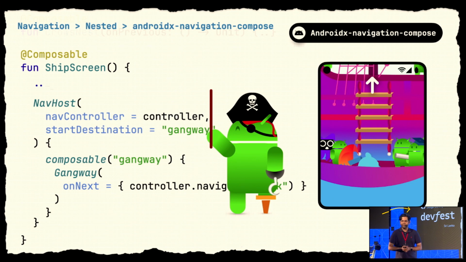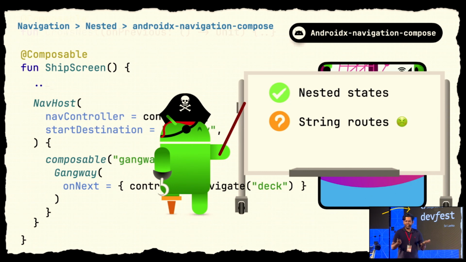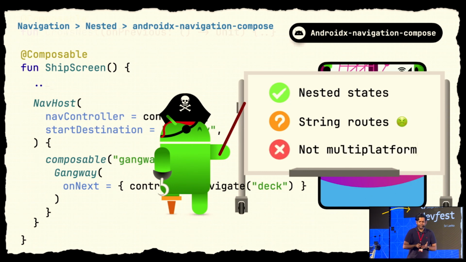Let's have a quick review. It works for the nested navigation states. So when you have multiple navigation hierarchies, it'll work seamlessly, and it'll behave the way the users expect it to behave. But the problem is you have to deal with string routes. Now, I'm not going to talk about that just here, but I'll explain what that means in the next slide. And most importantly, this wouldn't work on iOS or desktop or even the web, because AndroidX Navigation Compose only works on Android.